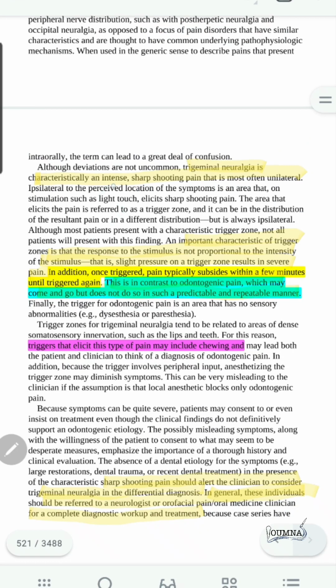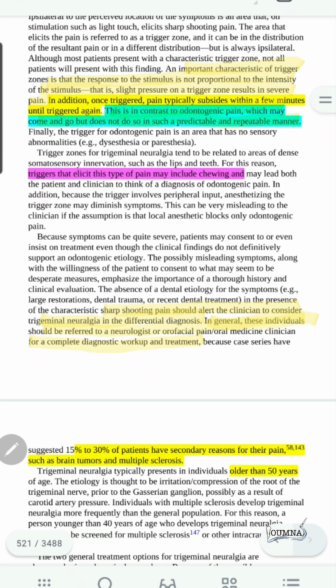The neural pain is intense, sharp, shooting pain, and it is most often unilateral. This is important to take perspective of. It is unilateral, and it is associated with normal facial gestures like smiling or lip movement, speaking. The sharp shooting pain should alert the clinician to consider trigeminal neuralgia in the differential diagnosis.